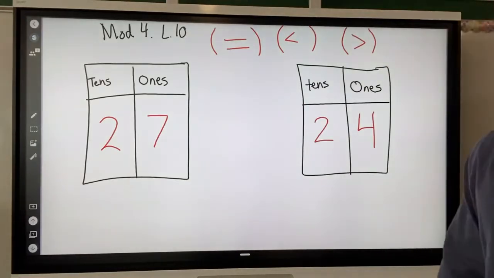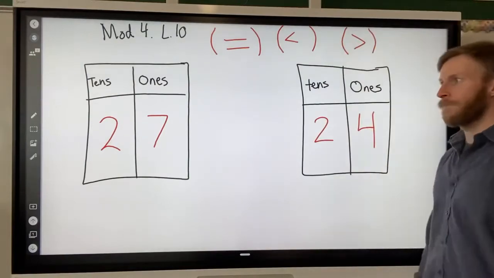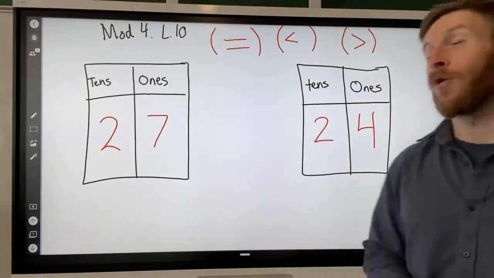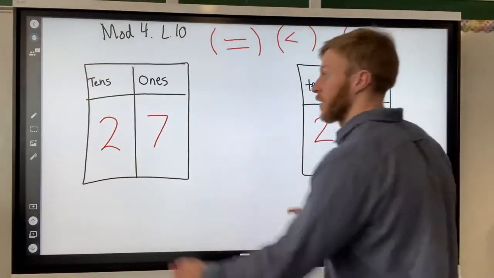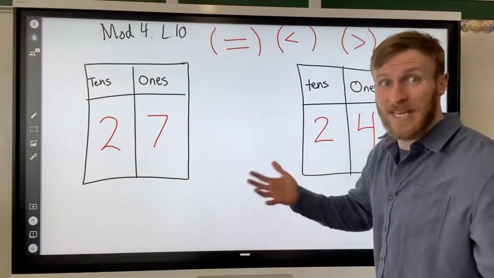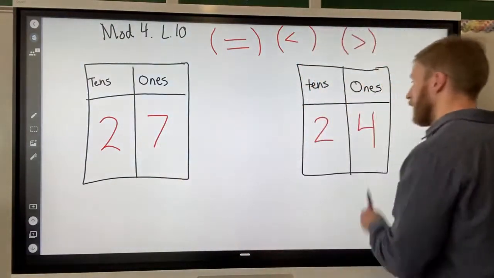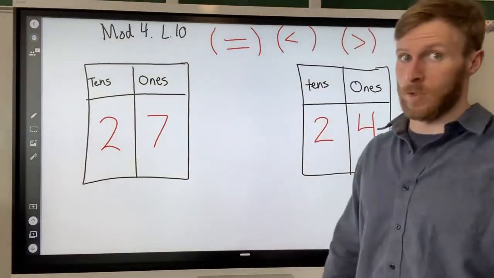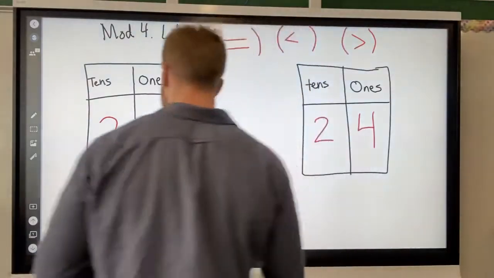All right, here's our two numbers. We have 27. We have 24. And if you don't know right off the bat which one's bigger, let's look at the place values. Start with the tens. We have 2 and 2. They're the same. So we can't tell from the tens place value. So now we look at the ones place. We have 7 and 4. Which one's bigger?